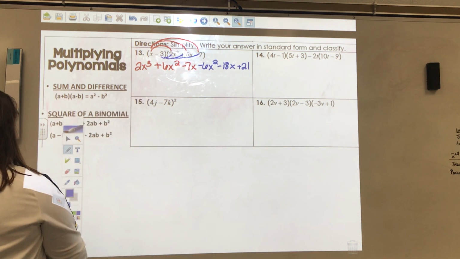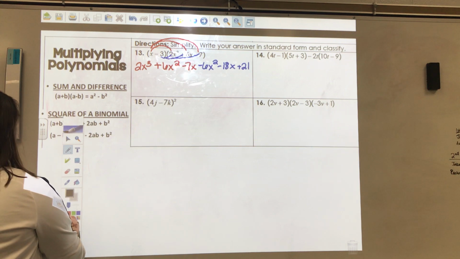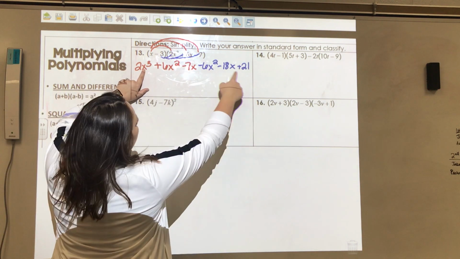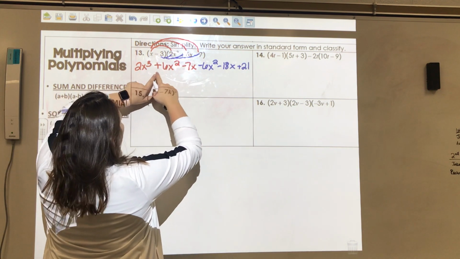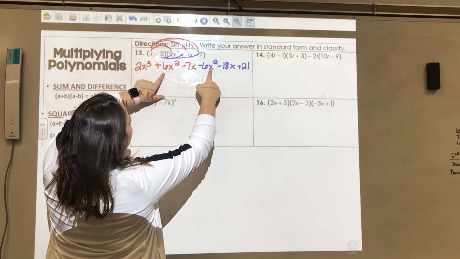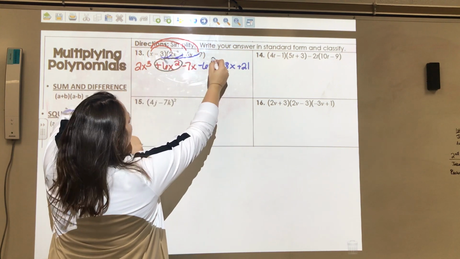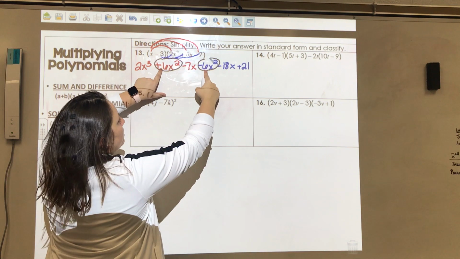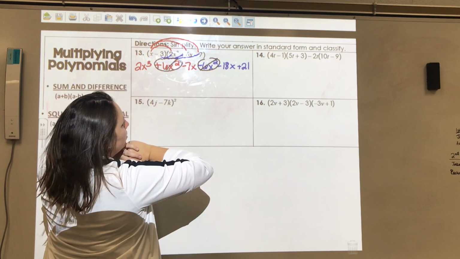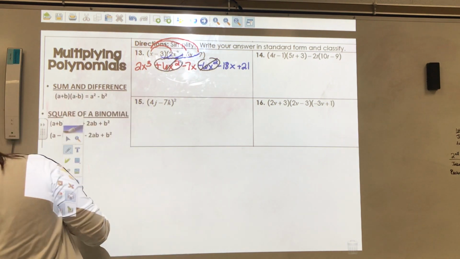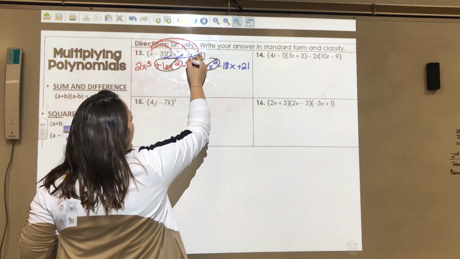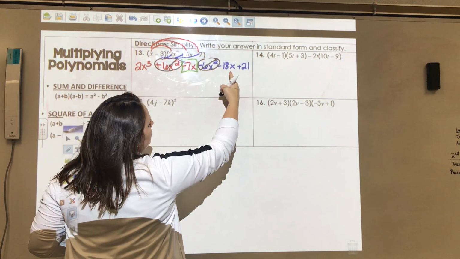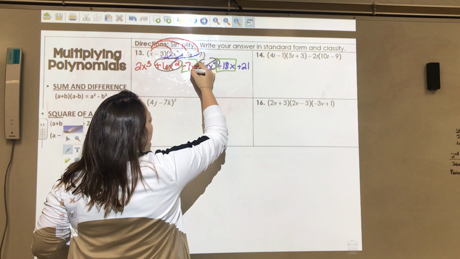So now we're going to look and see, can we combine any like terms? 2x cubed, no other cubes. So right here, 6x squared, negative 6x squared. Well, if I have a positive and negative of the same thing, they're going to cancel out. Let's see, what else we got here? We got a negative 7x can combine with a negative 18x.